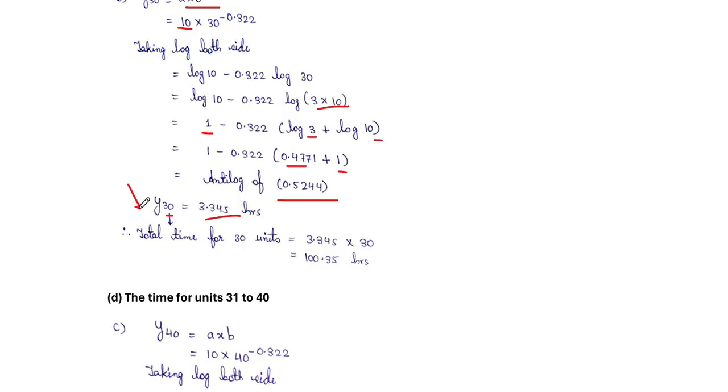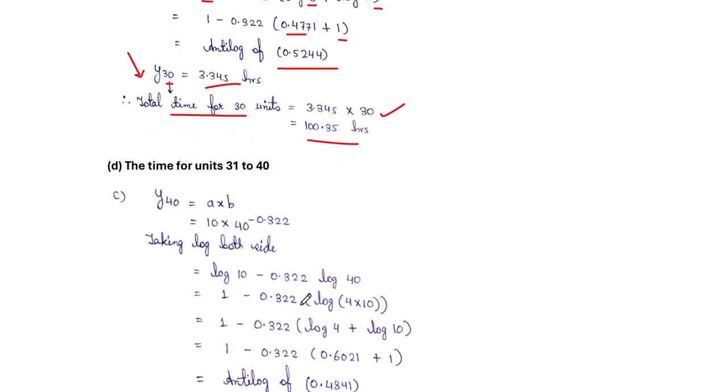It indicates the average time for 1 unit, I mean the average time across the total 30 units. The question asks for the total time for 30 units. Now we will multiply by 30. So 3.345 into 30 units. The total time is 100.35 hours.